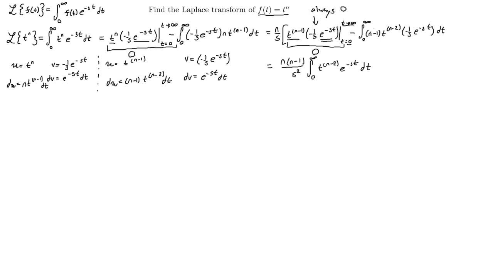Always 0. So then all I have to worry about is the second term right here. And basically what's going on is every time I do integration by parts, I get a minus 1 over s, which cancels this minus sign, so I get a positive, and I just keep decrementing this exponent by 1. So basically if I do integration by parts again, I'll get an n minus 1, n minus 2 over s cubed times this integral.